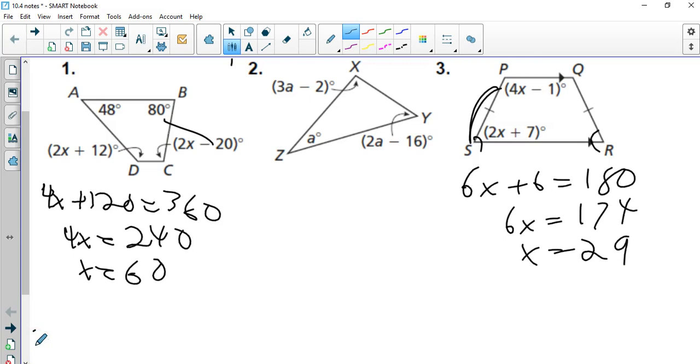And in case you want to do number 2 for practice, I will tell you that the answer is x equals 33.